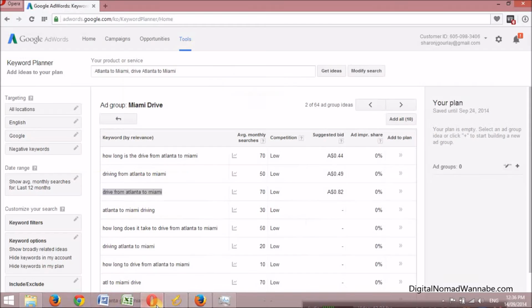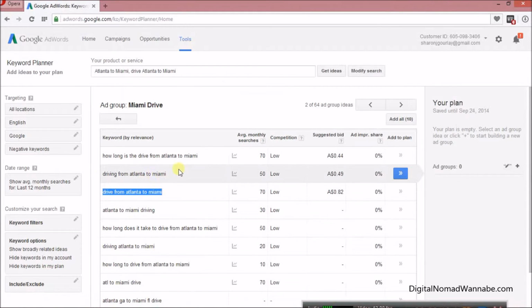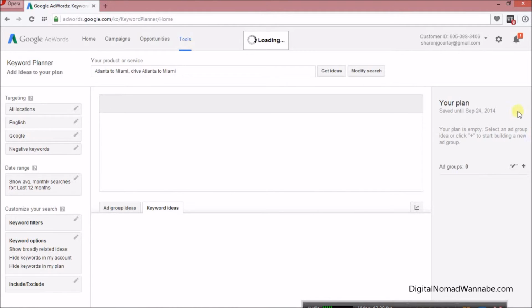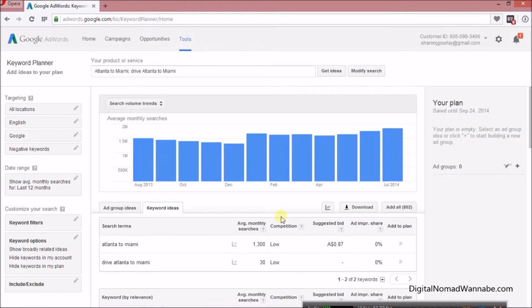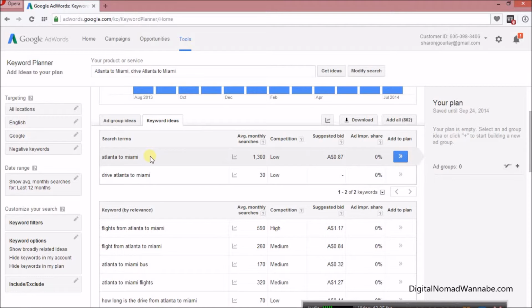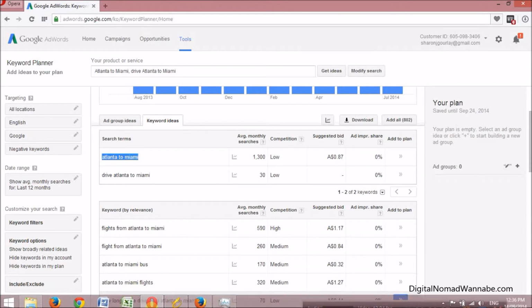So if we go back to AdWords, what I'd also check is the driving keywords as well, see which one I think is best, which looks less competitive. And when I've had a good look in there, I'd also look at these keyword ideas. Here it will show you the exact ones that you put in and some related ones. A lot will be similar to what we just saw, but you might see something different. Like this Atlanta to Miami, it has a great keyword search. I'd love to rank page 1 for something with 1,300, especially in the first couple. Let's have a look at how competitive that is.